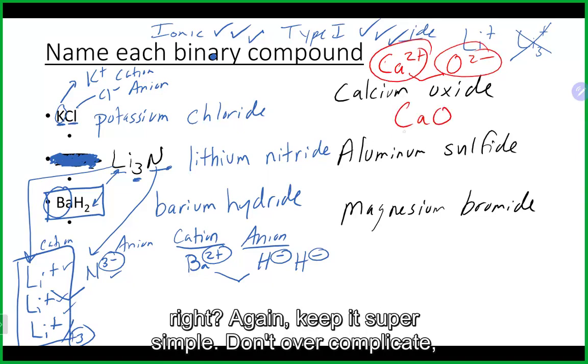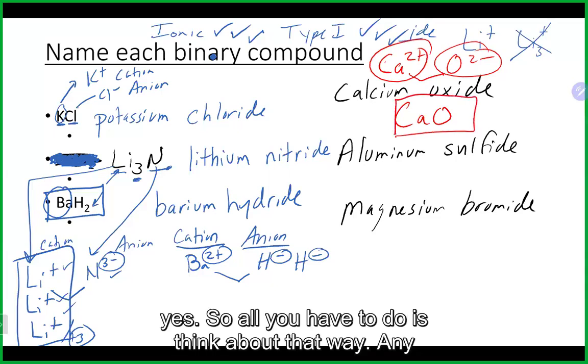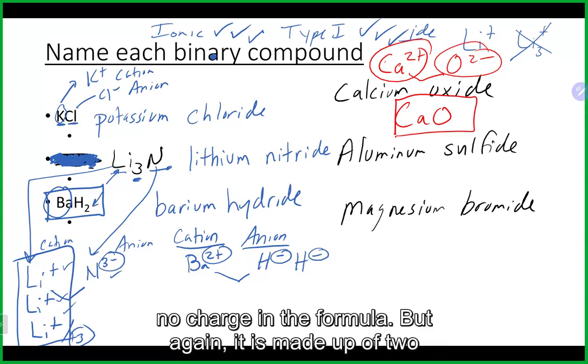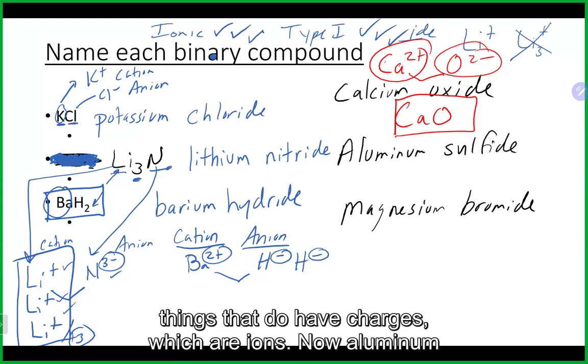Again, keep it super simple. Don't overcomplicate. So all you have to do is think about it that way. Any questions on that there? Again, the combination of those two has no charge in the formula, but it is made up of 2 things that do have charges, which are ions.